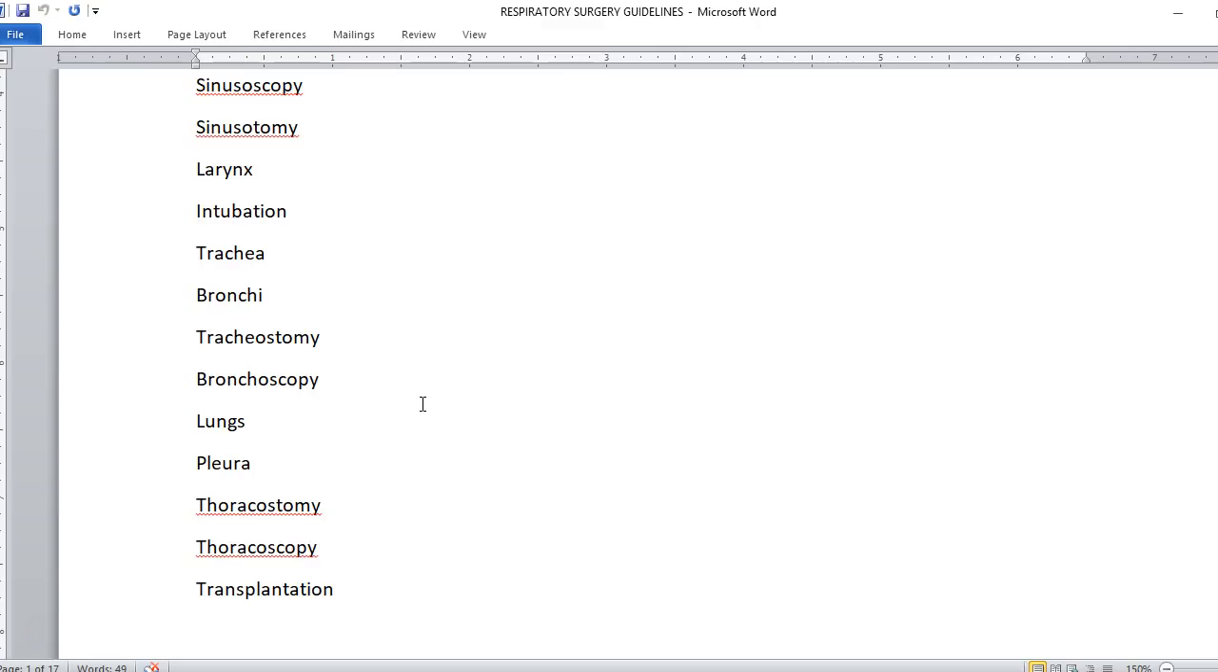Okay, we're all going to see things like tracheostomy. Okay, so again, making a new opening into the trachea. Bronchoscopy, scoping all the way into the bronchus, into the lungs. Of course, lungs, another big one.